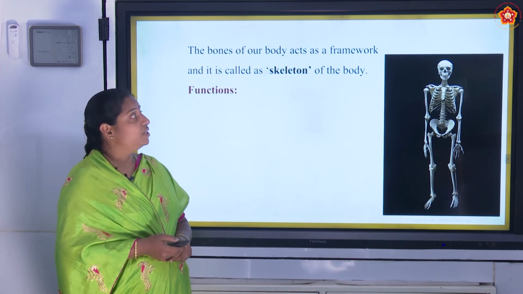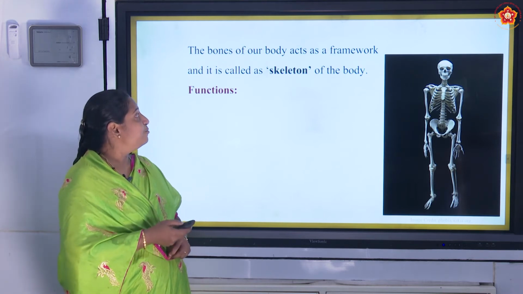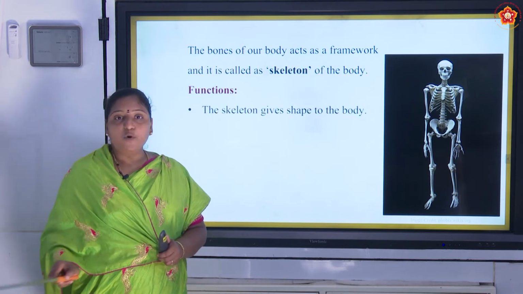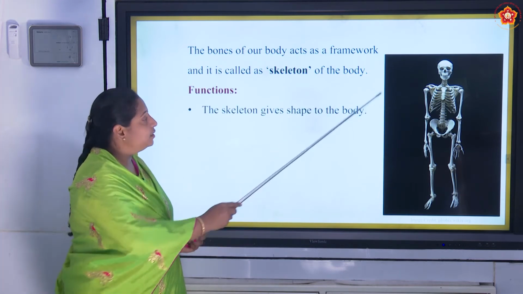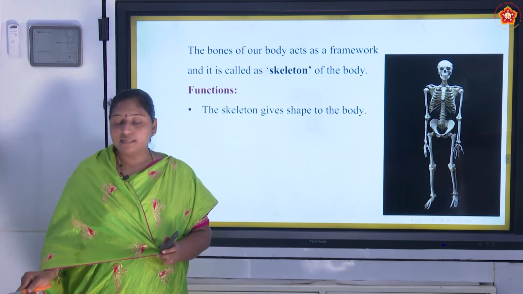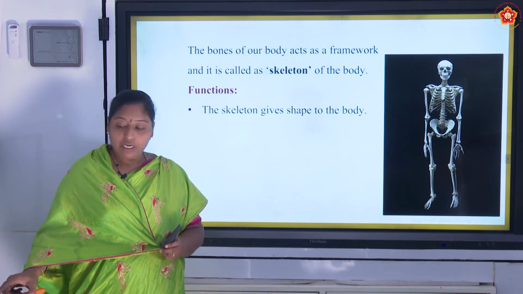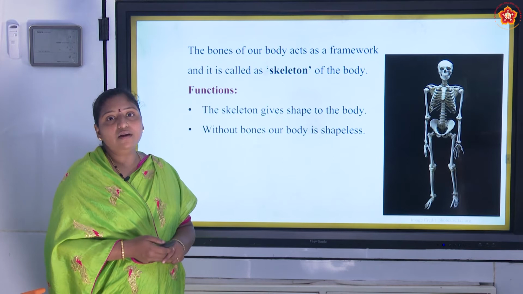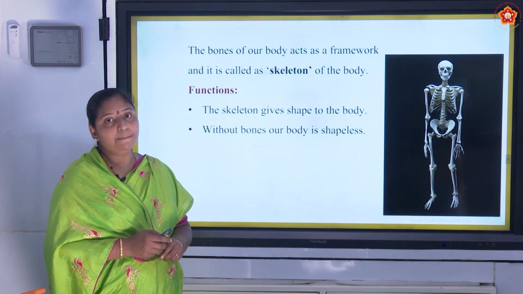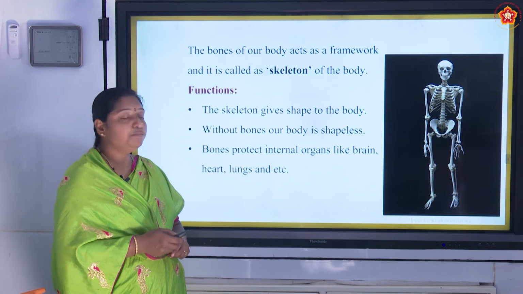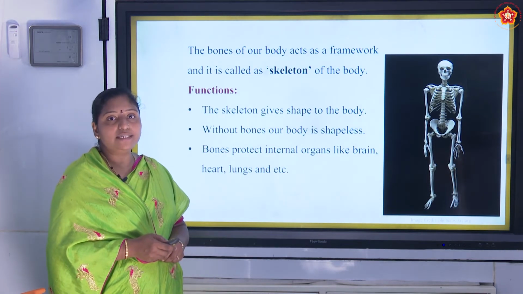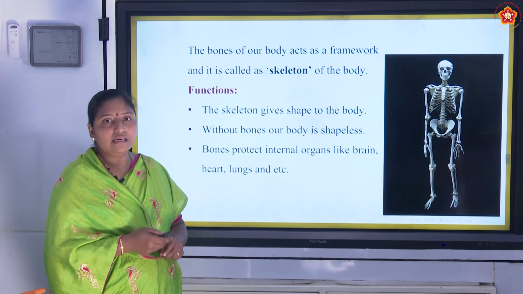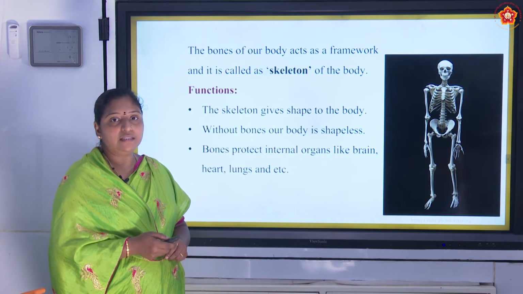The bones of our body act as a framework, and it is called the skeleton of the body. See, this is the skeleton. What are the functions of the skeleton? The skeleton gives shape to the body. If the bones were not there, our body would be shapeless. Bones protect internal organs like the brain, heart, lungs, kidneys, and so many organs are protected by the skeleton.